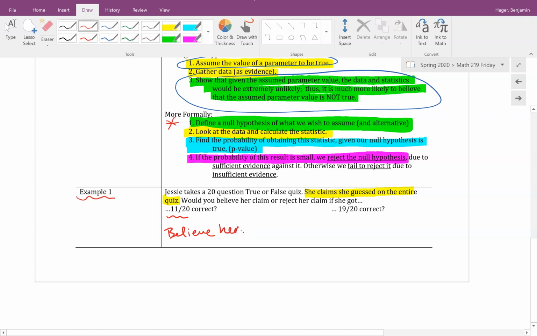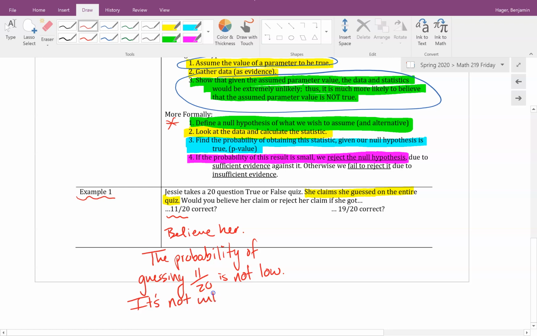Okay. The probability of guessing 11 out of 20 is not low. It's not unlikely. Right? If it was unlikely, then we would see a very low probability of this occurring, in which case I would not believe her. Now, what if she said, oh, I guessed everything and I got 19 out of 20?